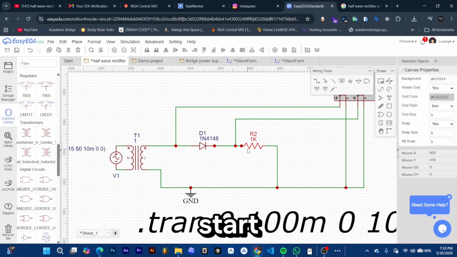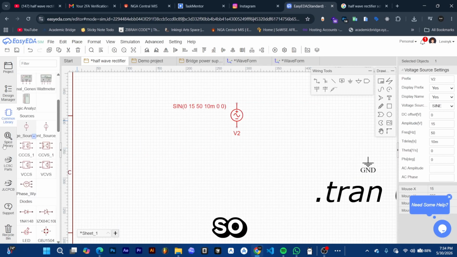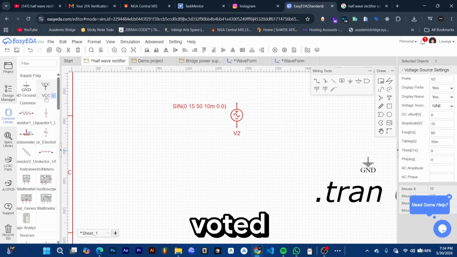Now what we need to get first is our input voltage over here. You can find the input voltage from the component library over here. You can go through it and find any input source you like. We're going to assign it to these values.